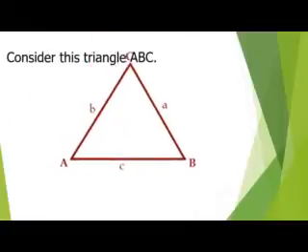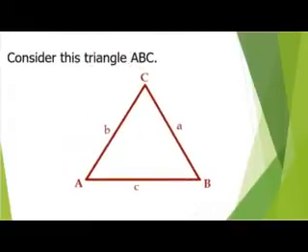Consider the triangle below, triangle ABC. The opposite side of angle A is denoted by small a, and the opposite side of angle B is denoted by small b, and the opposite side of angle C is denoted by small c. In deriving the formula on the law of sine, we should follow certain steps in order to arrive at the formula of the law of sine.